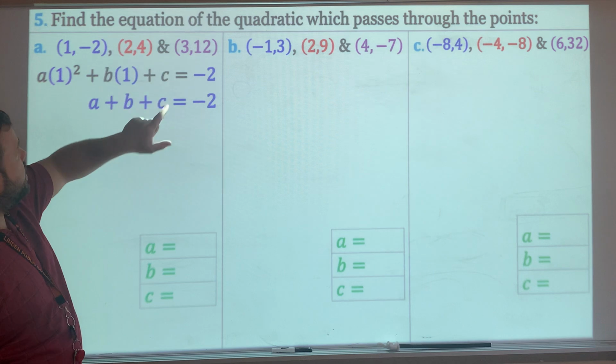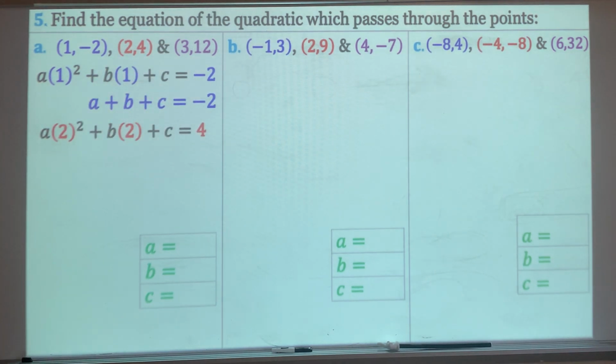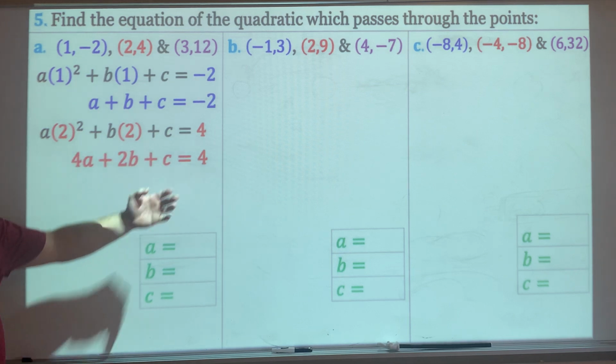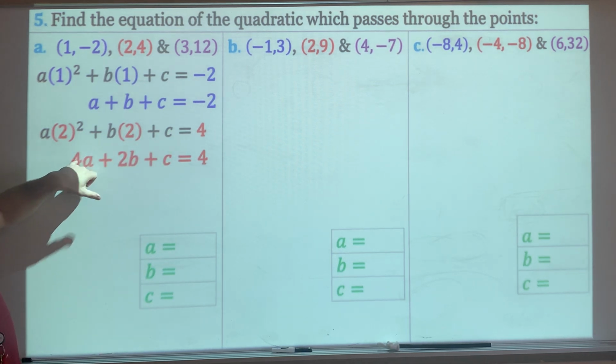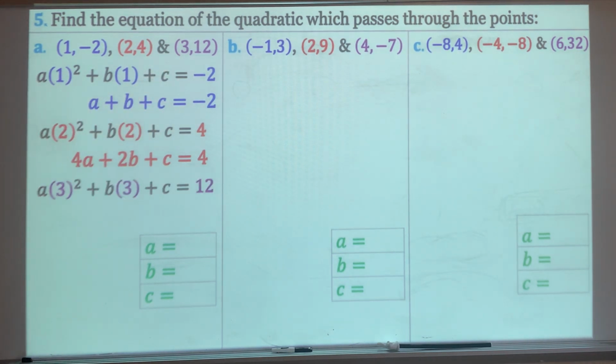A times 2 squared plus b times 2 plus c equals 4. So 4a plus 2b plus c equals 4. These numbers, this is always going to be the square of this number. All right, 3 and 12. A times 3 squared plus b times 3 plus c equals 12. So 9a plus 3b plus c equals 12.